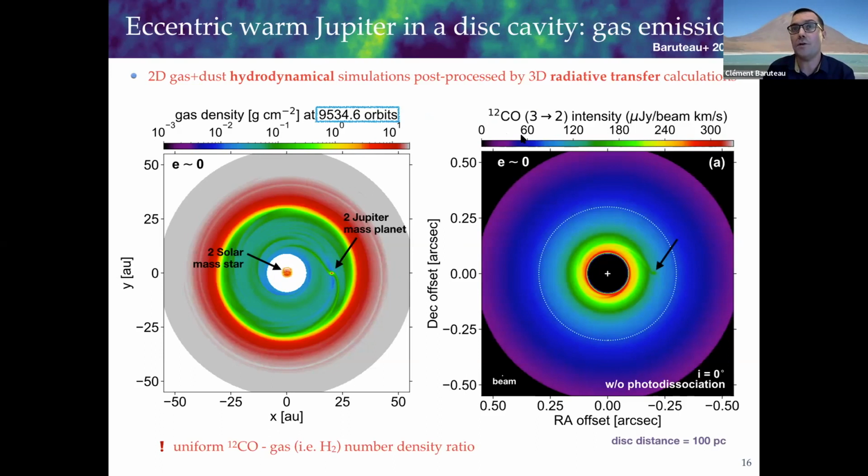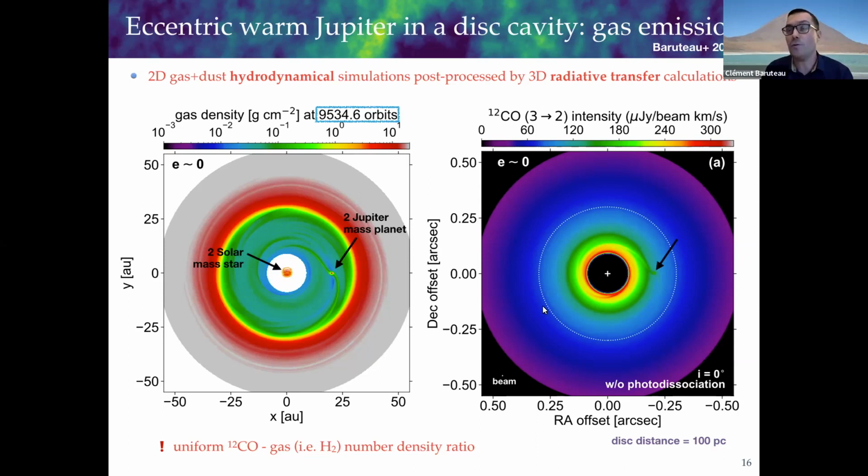So I'm showing you here the 3-2 rotational transition of the 12CO gas. So what we do here is that from the surface density of the gas in the simulation, we compute the number density of the 12CO in our disk model, assuming some 12CO to H2 number density ratio.